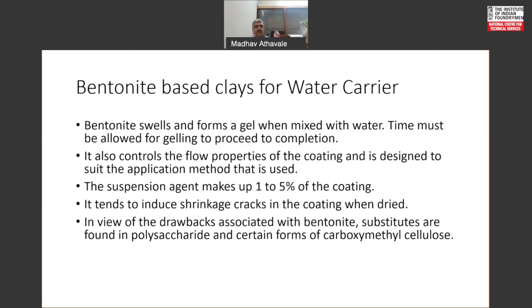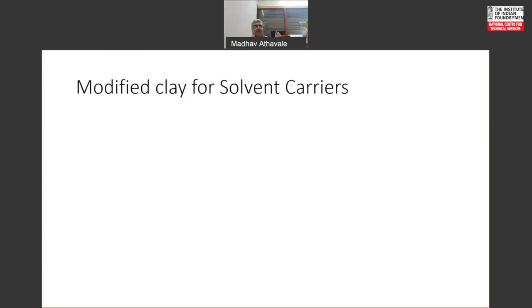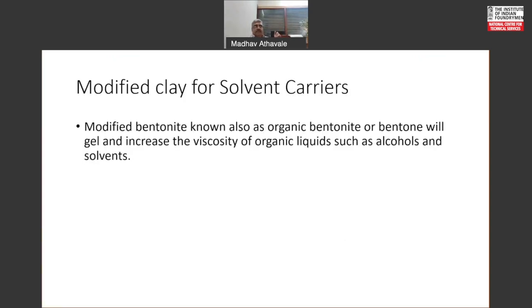Now, bentonites were very common in the earlier days, but now substitutes are used, polysaccharides, certain carboxymethyl cellulose. But polysaccharides require special mixers, in the sense the blade design and the RPM, the rotational speeds, are very important.